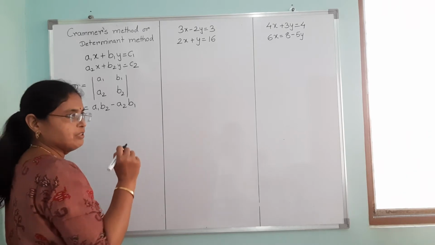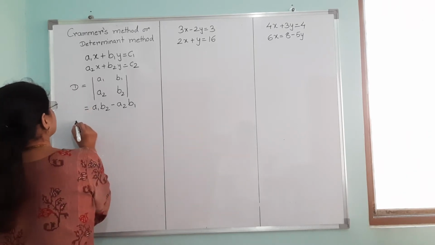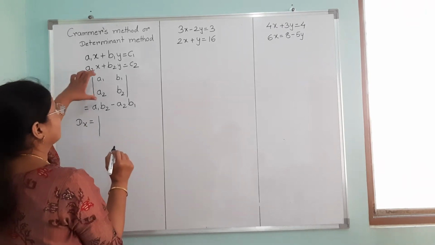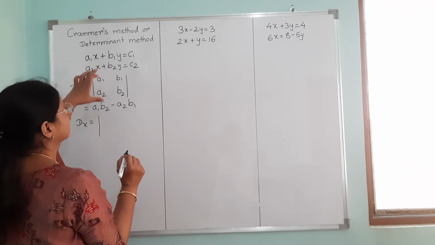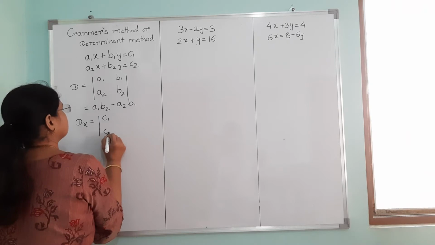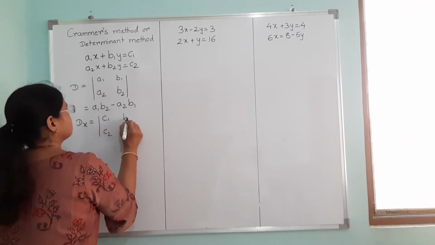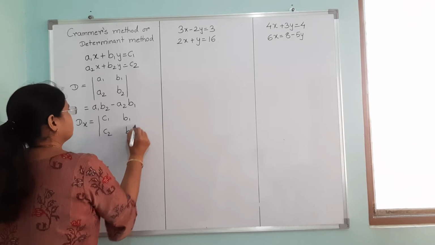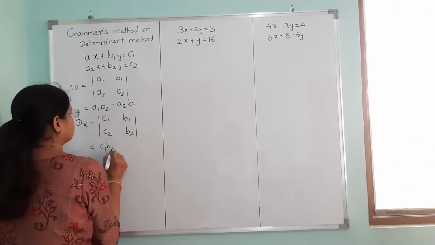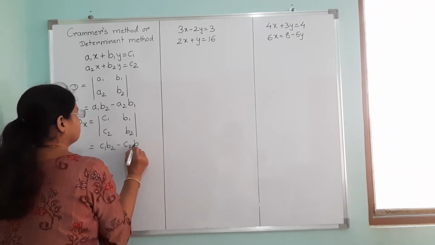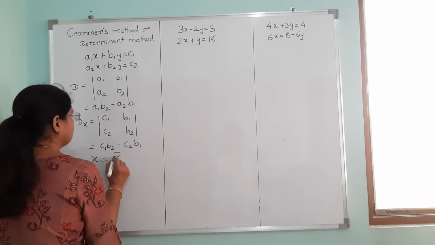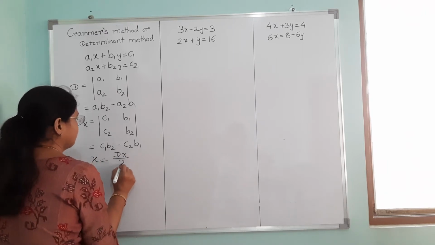Then for finding the value of x, we have to make another determinant dx. Here the column of coefficients of x should be replaced by the constants c1, c2, and the coefficients of y remain the same, b1, b2. Now we get c1 into b2 minus c2 into b1, and for finding the value of x, we have to divide this determinant dx by d.